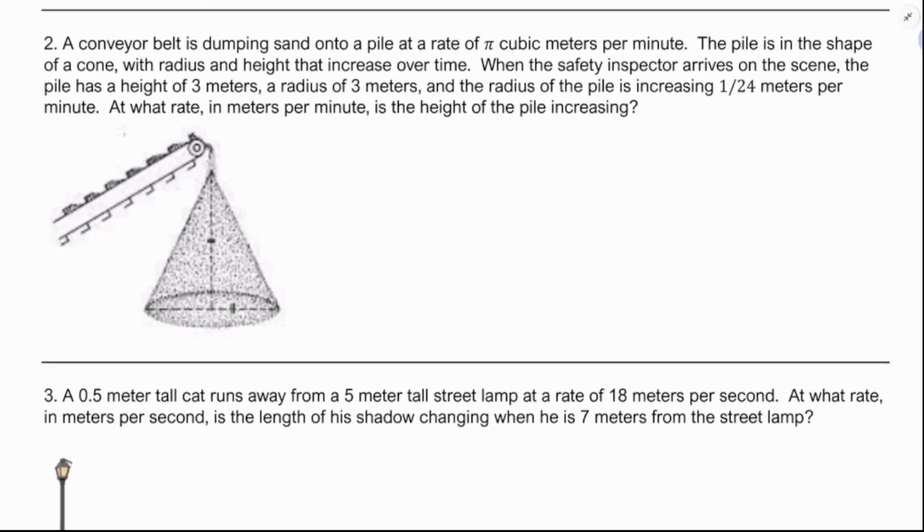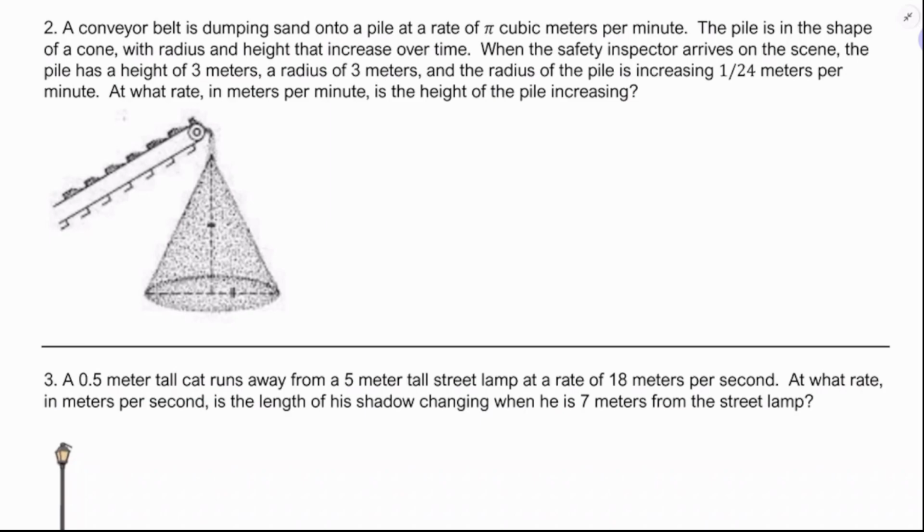All right, a conveyor belt is dumping sand onto a pile at a rate of pi cubic centimeters per minute. The pile is in the shape of a cone with radius and height that are increasing over time, but maybe not necessarily staying the exact same shape of cone. When the safety inspector arrives on the scene, the pile has a height of 3 meters, a radius of 3 meters, and the radius of the pile is increasing 1/24 of a meter per minute. What rate in meters per minute is the height of the pile increasing?